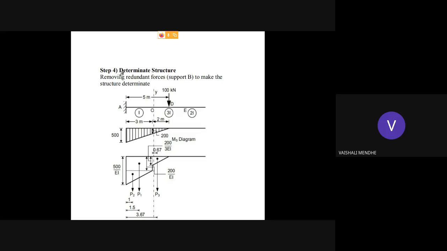After that, step number 4 is to make the structure a determinate structure. Okay, to make the structure determinate, we will remove support B. Keep the structure as it is, only remove support B, and we will get the determinate structure. So show I, 3I and 2I as it is. You have to show this as it is. This is the determinate structure.